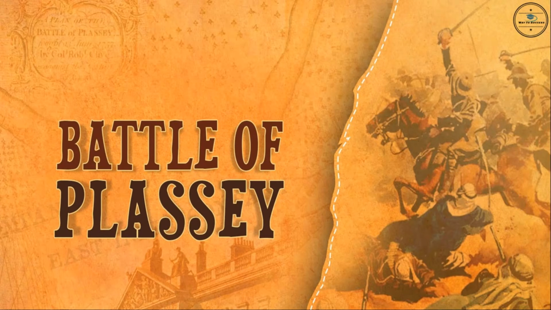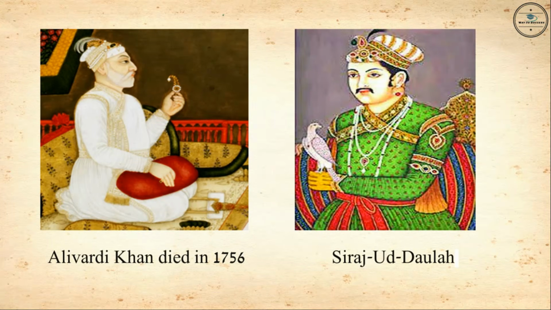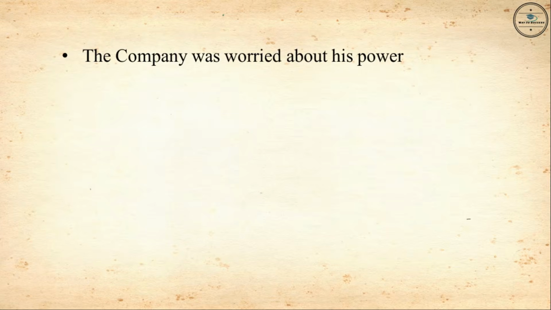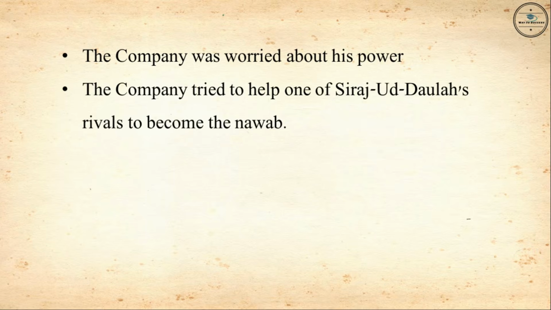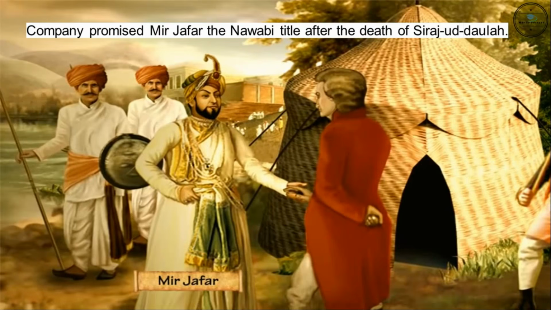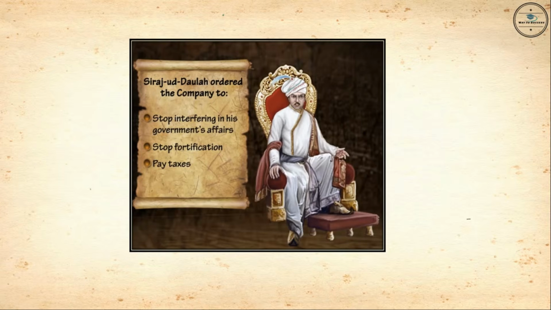The Battle of Plassey. Alivardi Khan died in 1756 and Siraj-ud-Daulah became the Nawab of Bengal. The company was worried about his power, so the company tried to help one of Siraj-ud-Daulah's rivals to become the Nawab. The company promised Mir Jafar the Nawabi title after the death of Siraj-ud-Daulah. Then Siraj-ud-Daulah ordered the company to stop interfering in his government's affairs, stop fortifications, and pay taxes.